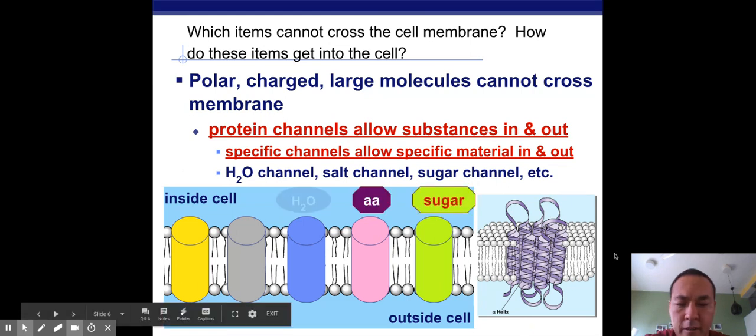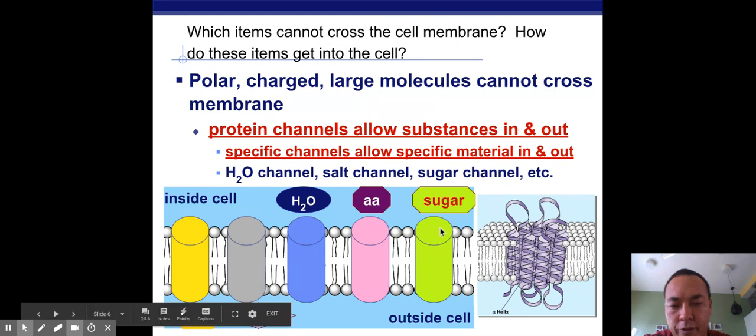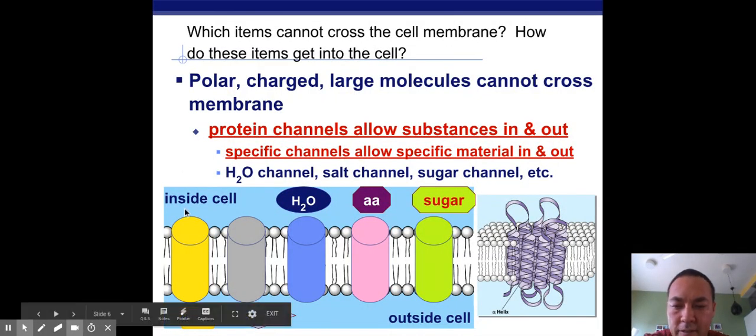So there's going to be different channels for different items that need to get in and out of the cell. Right? So here would be a sugar channel. It's called a GLUT4 receptor. Here's one for amino acids. Here's one for water. That's called an aquaporin. The Nobel Prize was given out for that right when I graduated from college. Here's one for salt and for waste.